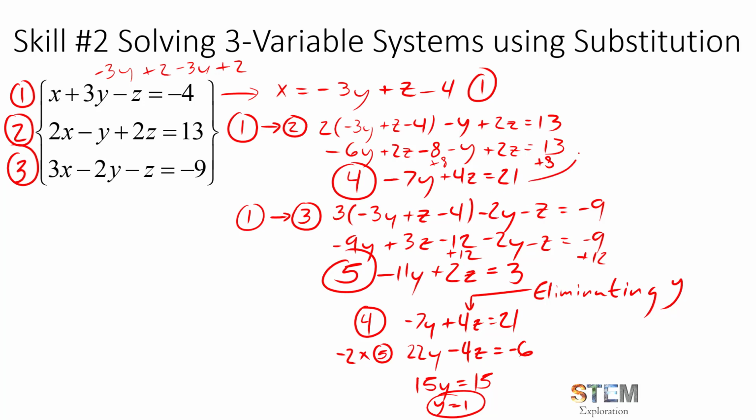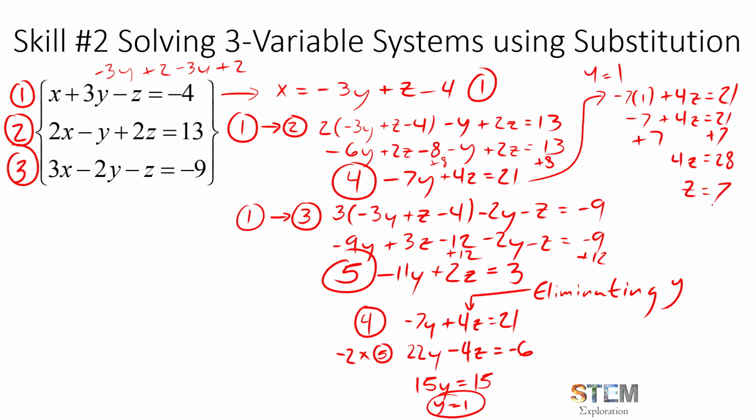So if I plug in y for 1 into this equation, into equation 4, I'll have negative 7 times 1 plus 4z equals 21. Negative 7 plus 4z is equal to 21. So add 7 to both sides. Very clearly see that 4z is equal to 28. It's a common score in football if you get 4 touchdowns. So I see that z is equal to 7.